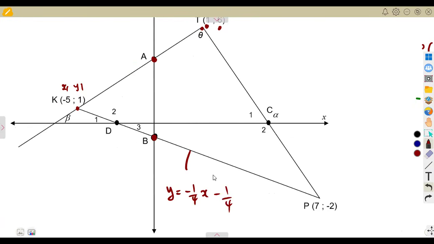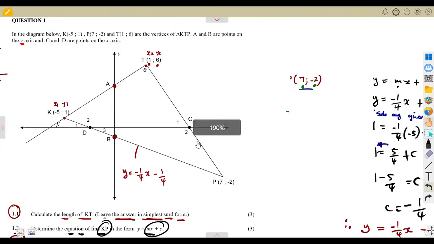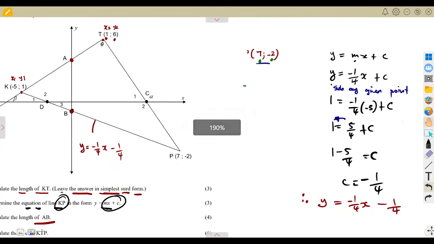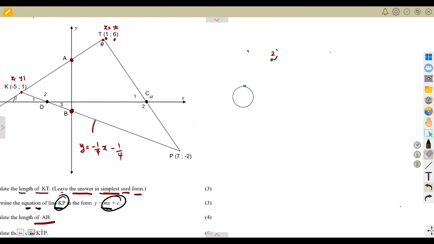Remember that. If you are to consider that, we can have B, which is the y-intercept in that case. Let me just put it this way so that you understand me. So there, as you can see, 4 marks. You've got a lot of things to consider, but not that much. So this is it. Let's say we are to calculate the length of AB.